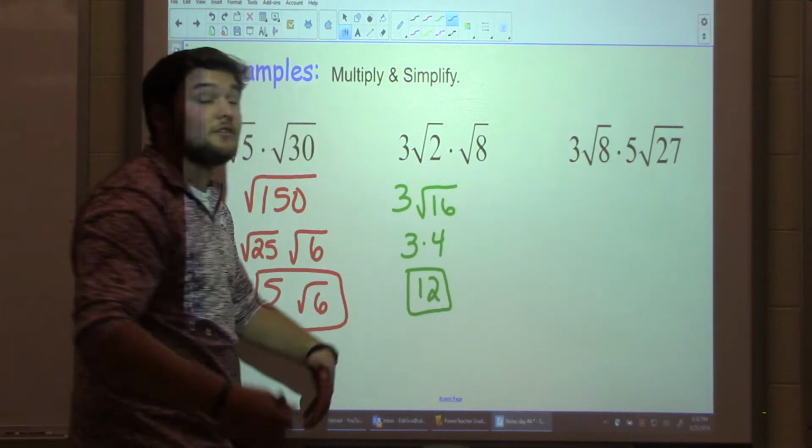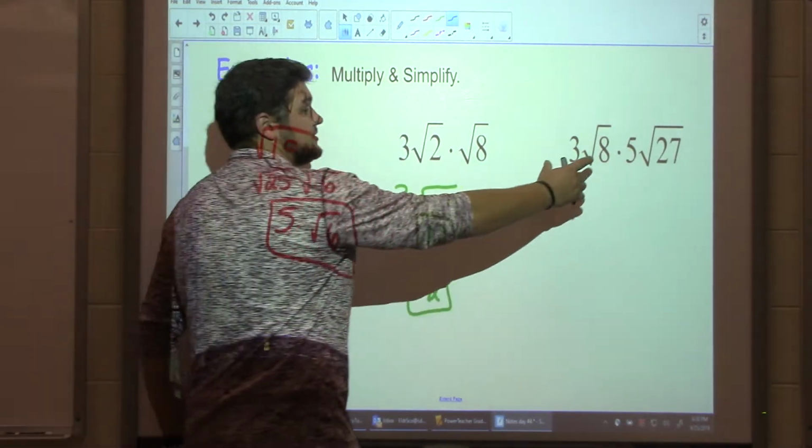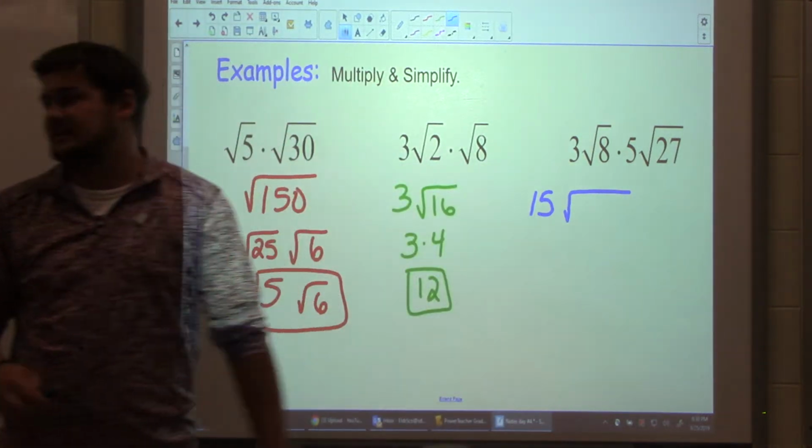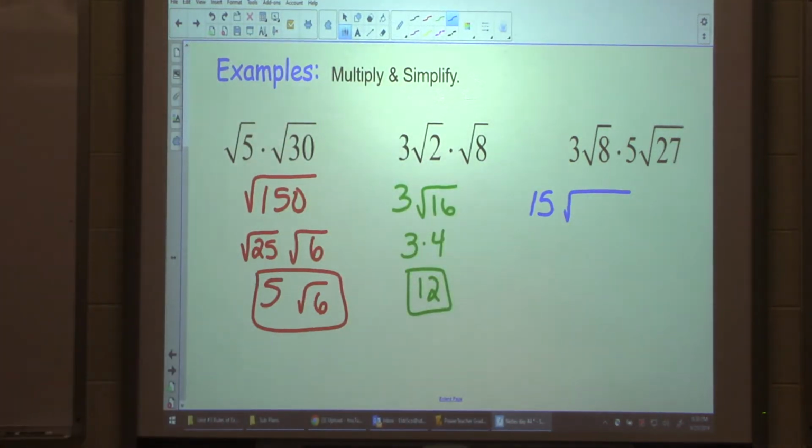Our last one, we do have whole numbers to multiply. So we're going to multiply the whole numbers. 3 times 5 gives me 15 times the square root of 8 times 27. Right, so square root of 8 times 27 should be 216.